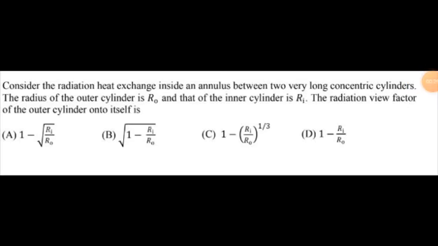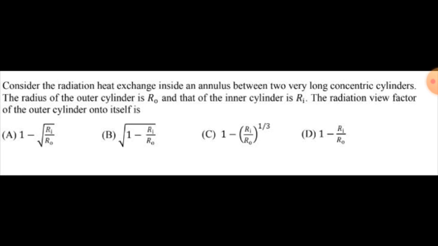This is our today's question, which is from heat and mass transfer. First of all, I will read the question. Consider the radiation heat exchange inside an annulus between two very long concentric cylinders. The radius of the outer cylinder is R0 and that of the inner cylinder is R1. The radiation view factor of the outer cylinder onto itself is dash.